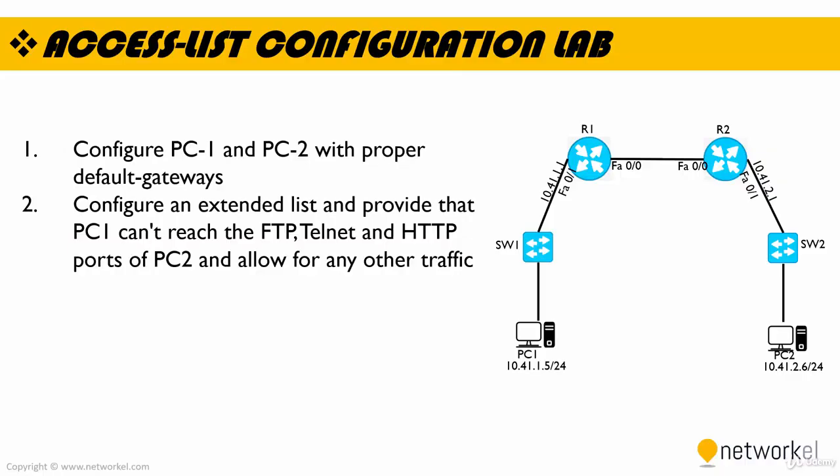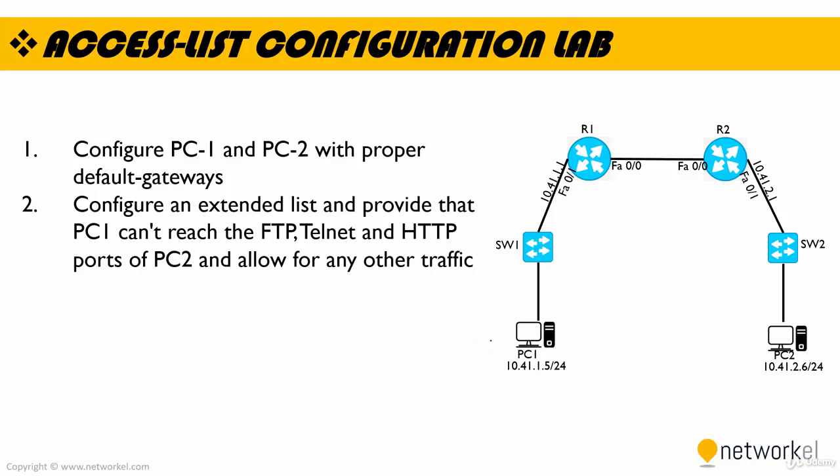In this practical lab, we'll take a look at the access list configuration. We have 2 routers, 2 switches, and 2 PCs in our lab. In the first step, the lab is saying to configure PC1 and PC2 with proper default gateways.